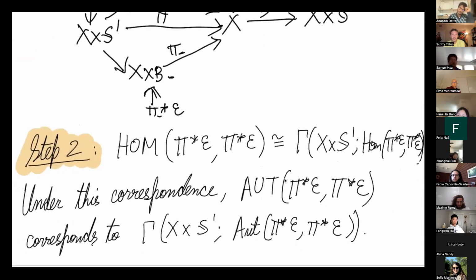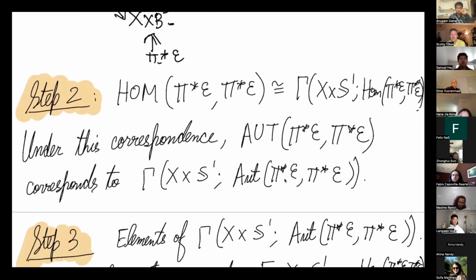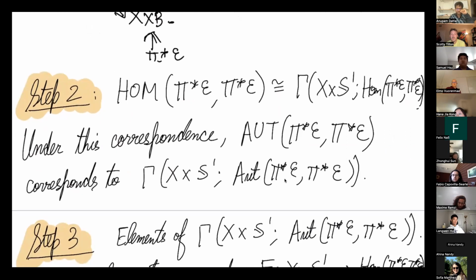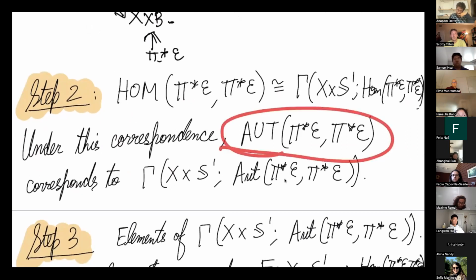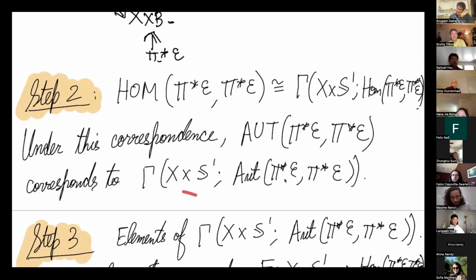Now the idea is that we are essentially looking at the Hom bundle, but this Hom bundle is in natural bijection with sections. We are looking at the homomorphism between these two bundles, and the point is that it is in natural bijection with the sections of the Hom bundle. This is some basic vector bundle theory, and moreover, you can check that in this correspondence, the group of automorphisms is going to correspond to sections wherein you land in the automorphisms of each fiber.